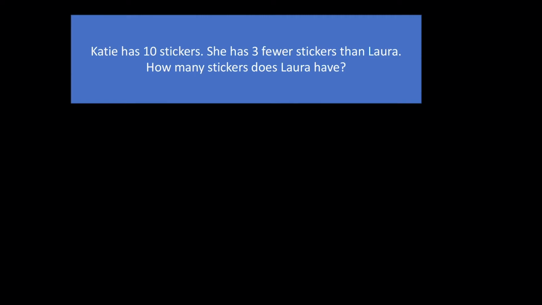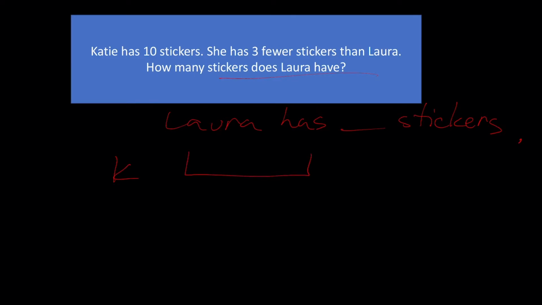Okay, so Katie has 10 stickers. She has 3 fewer stickers than Laura. How many stickers does Laura have? So we're looking at Laura again, has blank stickers. Katie has 10 stickers, right? And now I want you to pause and see if you can draw the next line out using, she has 3 fewer stickers than Laura. So think about how you would draw that next part out. Make sure doing is going to help you remember. So please do this. All right, Laura here.